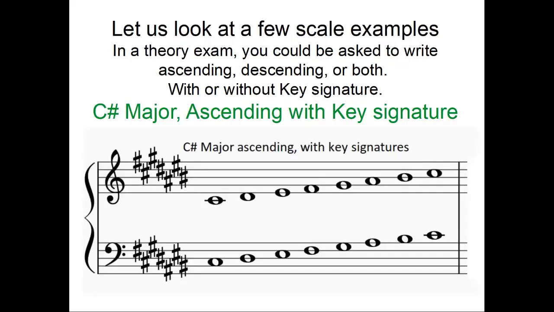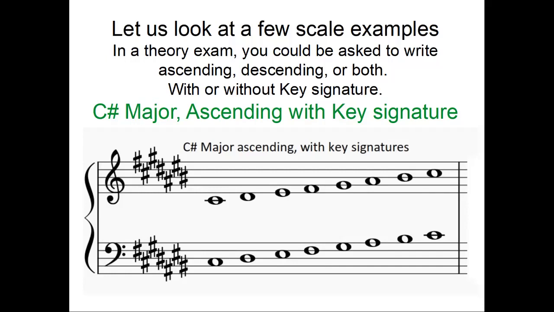Let us look at a few scale examples. In a music theory exam, you could be asked to write ascending, descending, or both, with or without key signatures. In grade 5, they may just ask you for 1 octave, but they may also ask for 2 octaves or 3 octaves. They could ask you in the treble clef, the bass clef, or one of the many other clefs. But for now, we're just focusing on the treble clef and the bass clef, the treble clef being the high clef and the bass clef being the low clef.